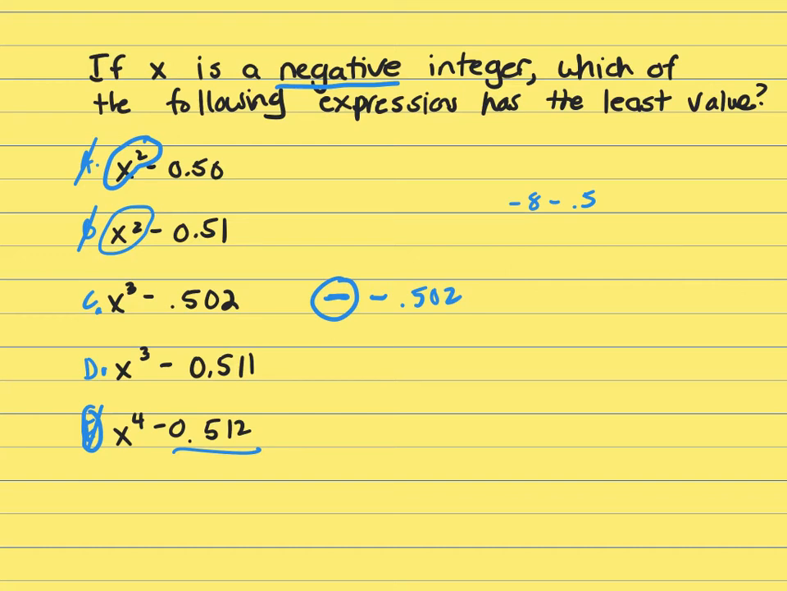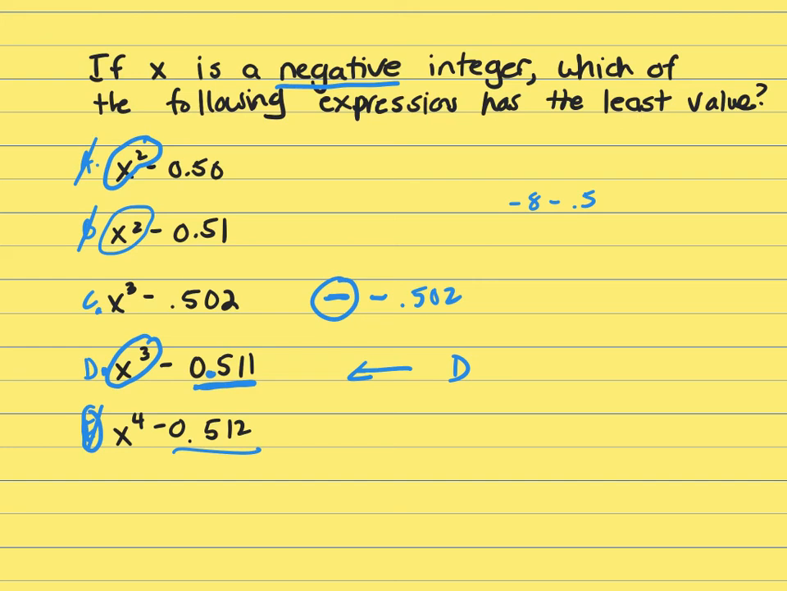Now, is the answer C or D? It's going to be D because this is going to be negative and you're subtracting off a larger number. 0.511 is larger than 0.502, so that's going to make it even more negative. Okay, so your answer is D. I hope that makes sense.